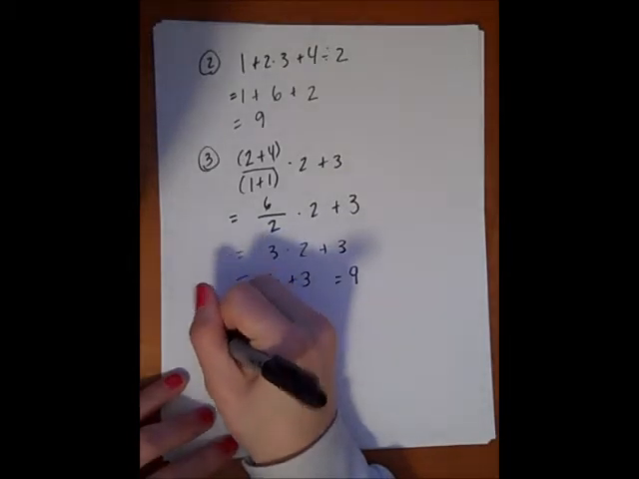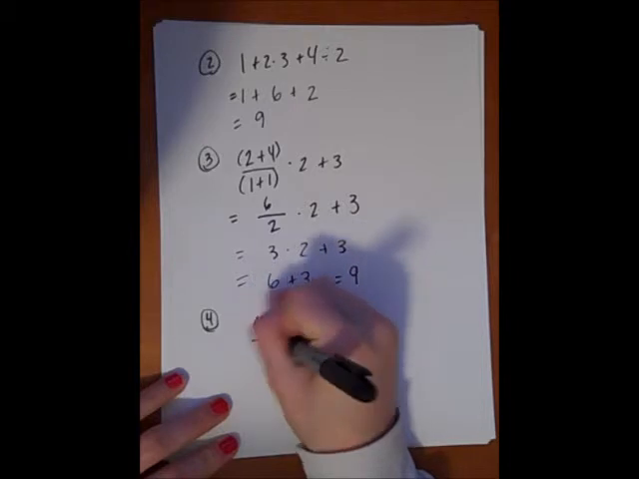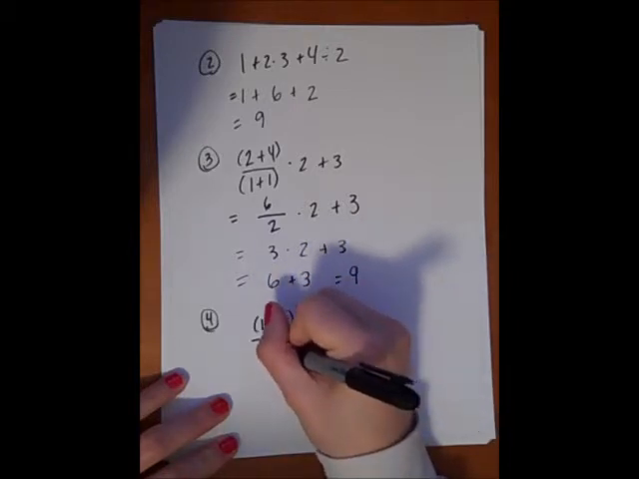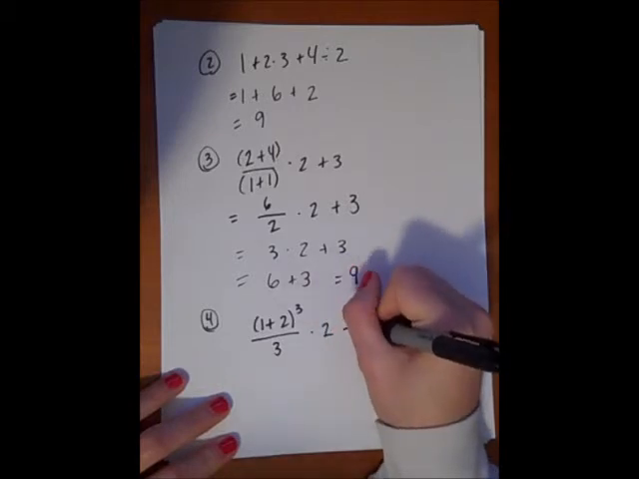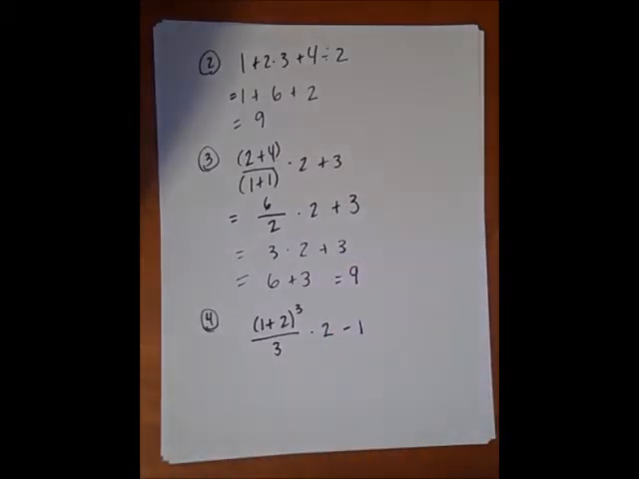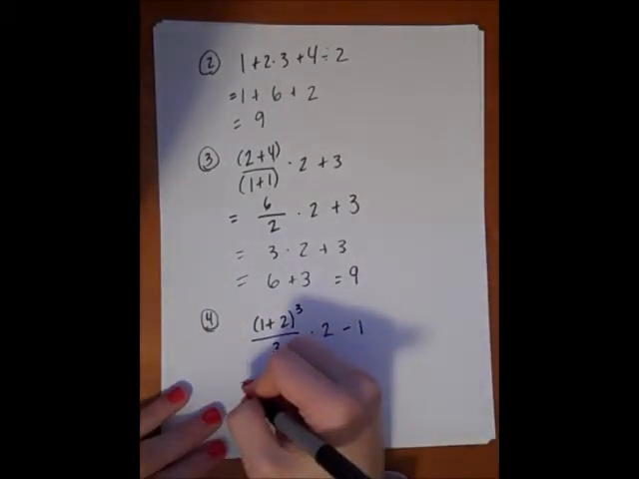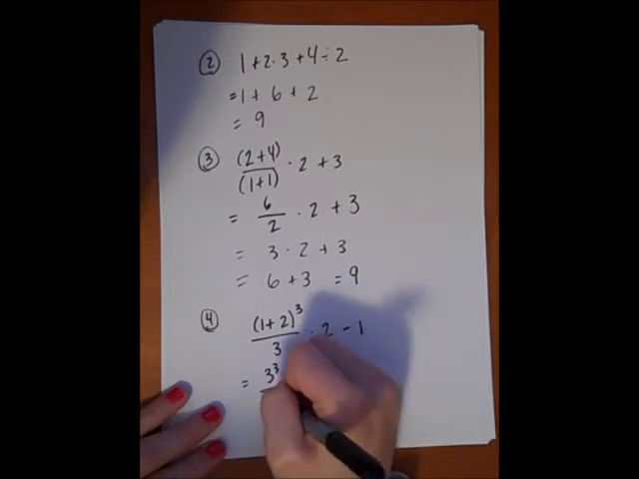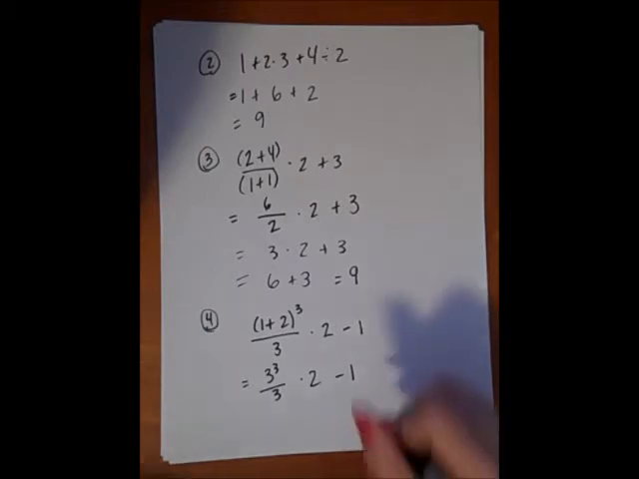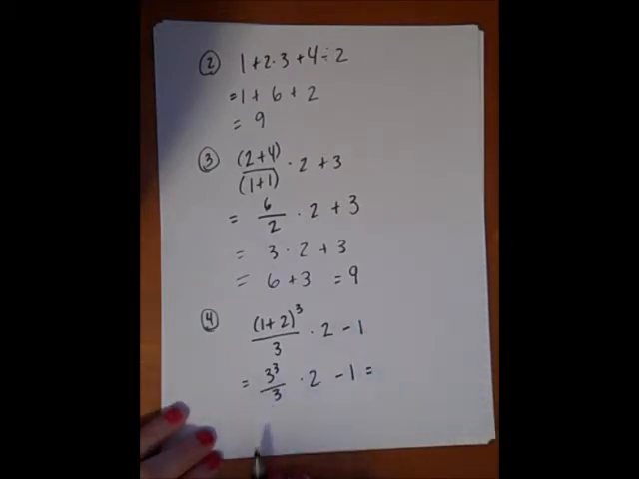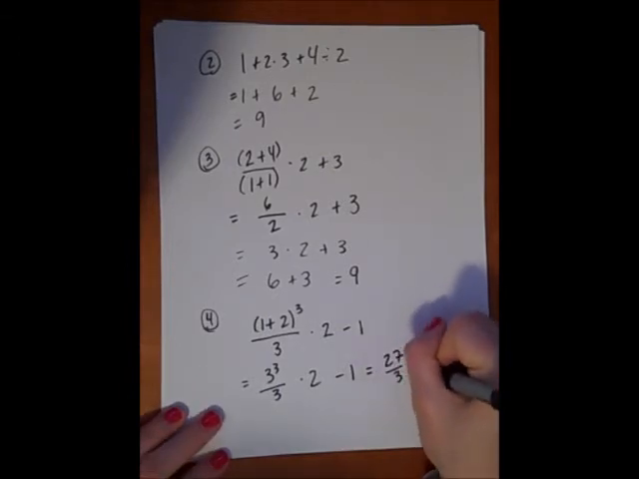And let's do one last one. How about 1 plus 2, cubed, over 3 times 2 minus 1. First thing I'm going to do are my parentheses. So 1 plus 2 is 3, so I get 3 cubed over 3 times 2 minus 1. Next, exponents. 3 cubed is 3 times 3 times 3, so that's going to be 27 over 3 times 2 minus 1.